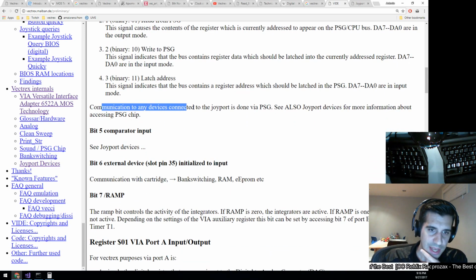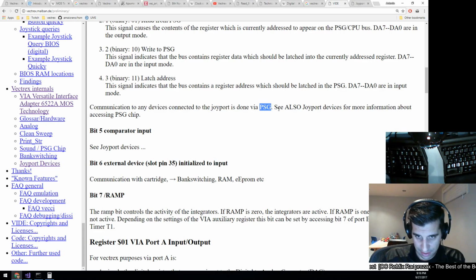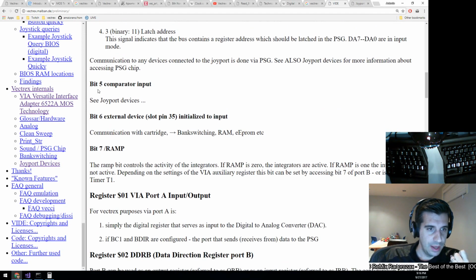So communication to any devices connected to joyport is done via PSG. There you go. Like I said, the joysticks are connected to this sound chip. See also joyport devices for more information about accessing the PSG chip. Bit 5, comparator input. So this again, we were looking at the comparator last time to figure out analog, and again it's related to joyport devices, so we'll take a look at that.